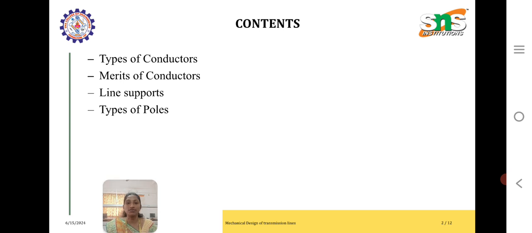In the previous video, we discussed only copper. In this one, we are going to discuss aluminum and steel materials, the merits of conductors, what line supports are, and the types of poles that we can use. So coming to mechanical design, the conductor is the first part, line support is the second part, and the third part is the types of poles we are going to use in order to erect a new overhead transmission line.